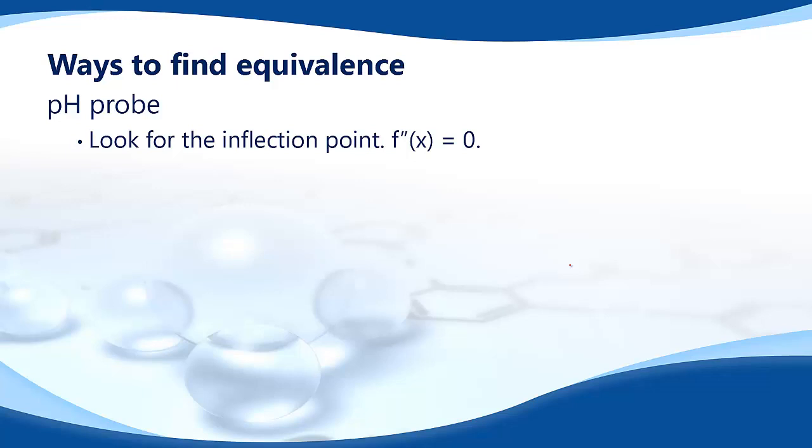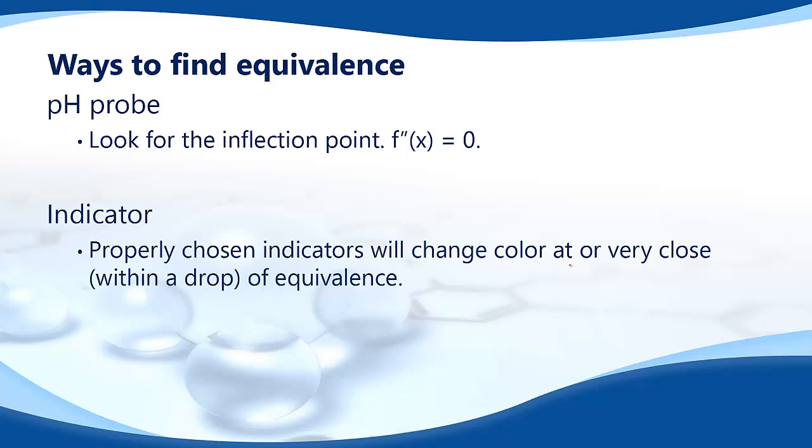The other way you can find equivalence, and this is what most titrations wind up doing, is they use a pH indicator. A pH indicator is just something that'll change color at the equivalence point or fairly close to it. If you choose it properly, you can choose an indicator whose pKa is the same as the pKa of the salt that you're working with.